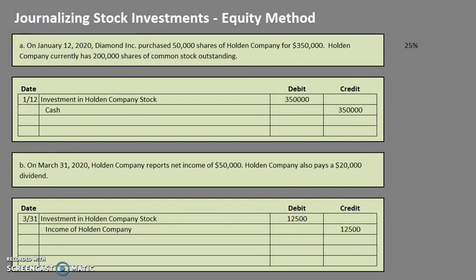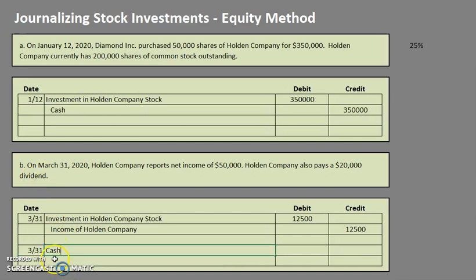So that's what makes the equity method so interesting. We have this scenario where we own 25% of the company, and because we own such a large percentage, whenever they record net income, we get to record a little bit of income. It's definitely interesting. Now the second part is I'm also telling you that Holden Company paid a $20,000 dividend on March 31st as well. So we are going to have to record that dividend also.